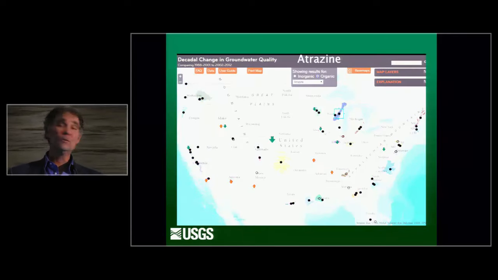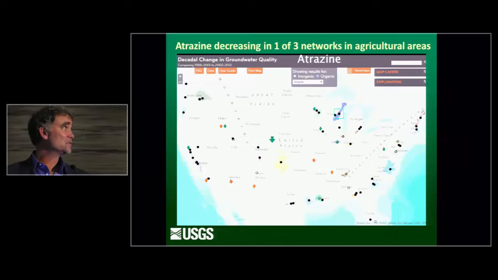We also looked at atrazine. Atrazine is the most frequently detected pesticide that we have. I think it's the most highly used pesticide in the country. And interestingly enough, atrazine concentrations were decreasing in 1/3 of the agricultural networks. So that's good news.